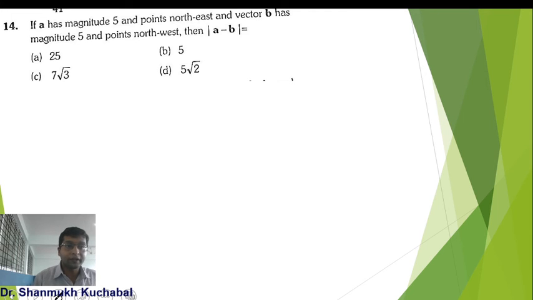The question is, if A has a magnitude 5 and points northeast, and vector B has a magnitude 5 and points northwest, then what is the magnitude of A minus B? Here we observe that vector A is perpendicular to vector B, and if they are perpendicular, then their dot product is 0.